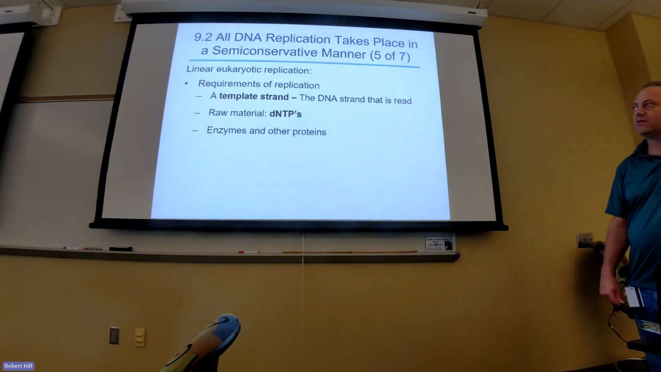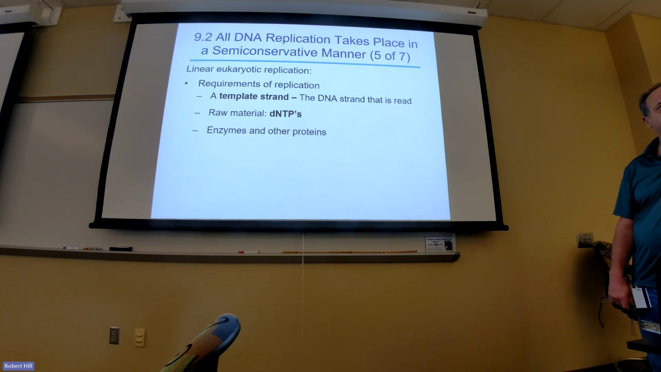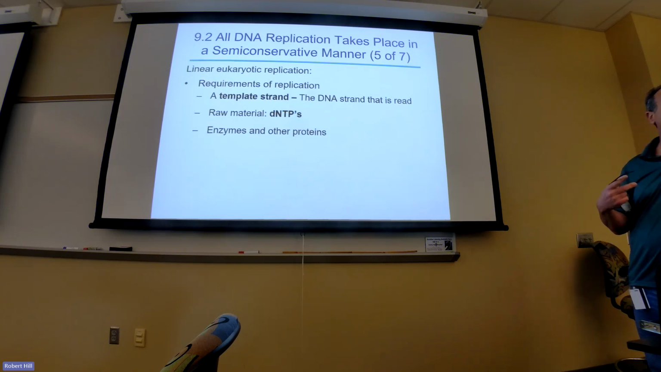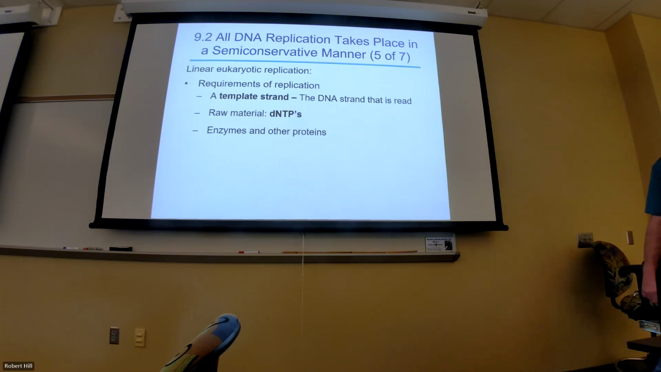So with replication, you have to have a template strand. This is the strand that's going to be read by DNA polymerase, and a complement strand generated. You have to have deoxynucleotide triphosphates. And you have to have those phosphates on there because that makes the reaction more energetically favorable. And there are enzymes and other proteins involved. If you take cell biology, you'll learn this in a more advanced way. There are some additional proteins that are left out as we learn it.